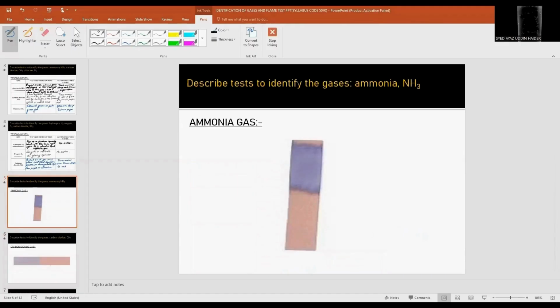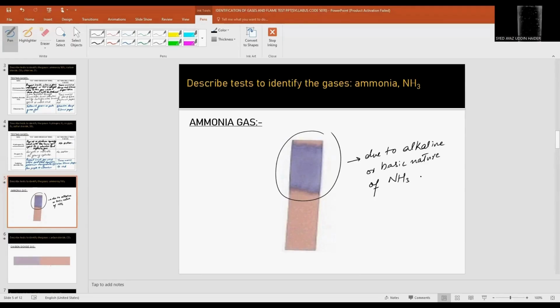Now I will show you the change in color of litmus for ammonia, carbon dioxide, chlorine, and sulfur dioxide. For ammonia, you will see the final blue color like this, which is a purplish blue, when moist or damp red litmus paper is brought near to this pungent smell gas, due to the alkaline or basic nature of ammonia in water.